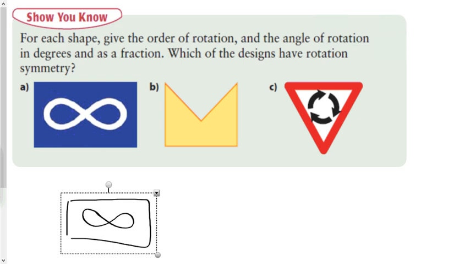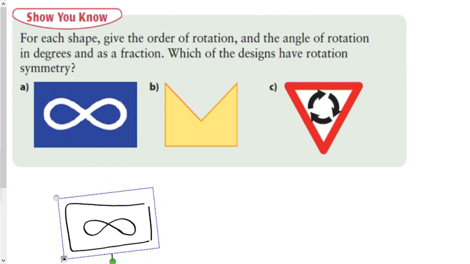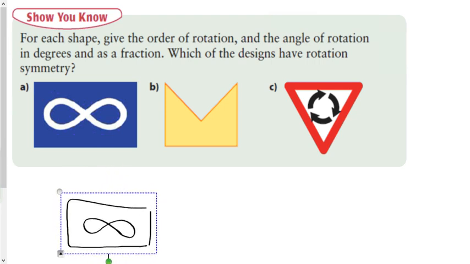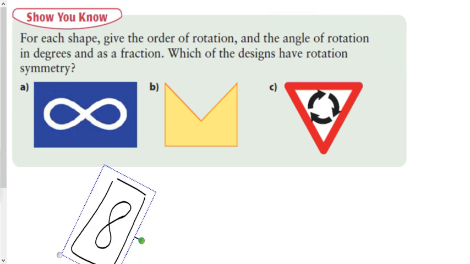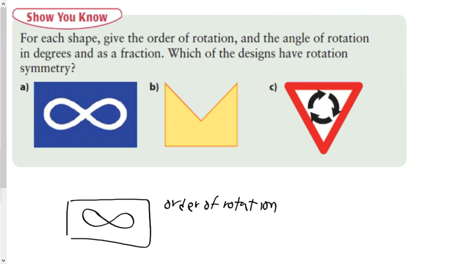So if I think about the order of rotation, if I rotate this one full rotation or 360 degrees, when it gets to here, if my drawing was better, that would appear as it originally did. And if I keep going, it appears as itself again. So during that full rotation, it appeared as itself twice. So therefore, we say the order of rotation, how many times does it appear as its original self during one full rotation or 360 degrees, is 2.